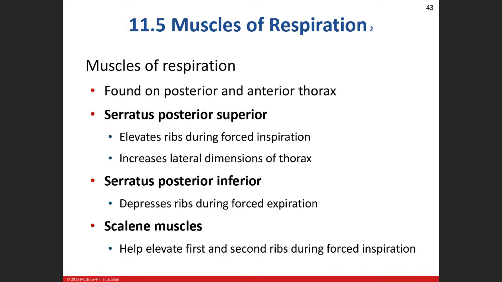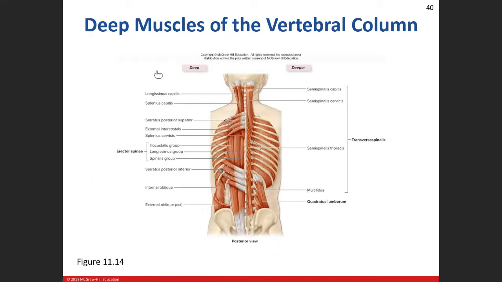Okay, so the muscles that we're going to see on the front and the back of your thorax, your chest there, right? You've got the serratus posterior superior and the serratus posterior inferior. Here's the serratus posterior superior and serratus posterior inferior, okay? Now these muscles up here, the upper portion, are going to help to elevate the ribs, okay? So serratus posterior superior is going to help with forced inspiration. Serratus posterior inferior, all right, is going to help with forced expiration when you're trying to move the air out.